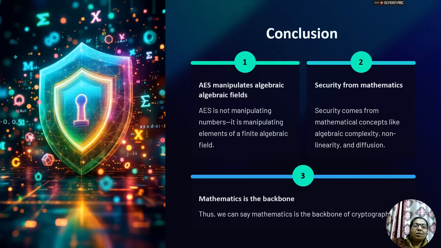Based on all these concepts, let's see what we can take away. One is that AES manipulates algebraic fields. AES is not manipulating numbers. It is manipulating elements of a finite algebraic field. The next one is that security comes from mathematics. Security comes from mathematical concepts like algebraic complexity, non-linearity, as well as diffusion.